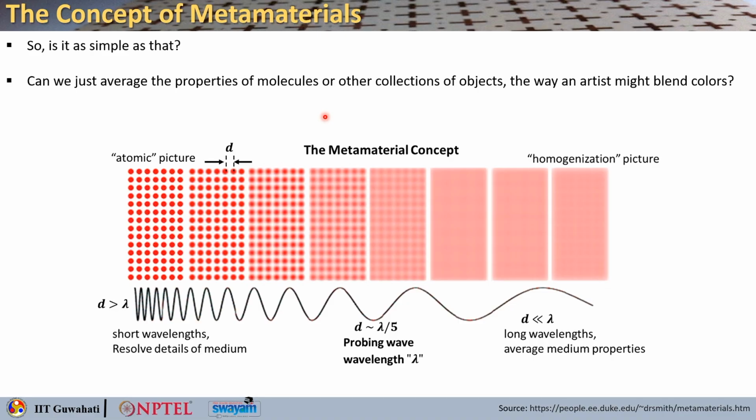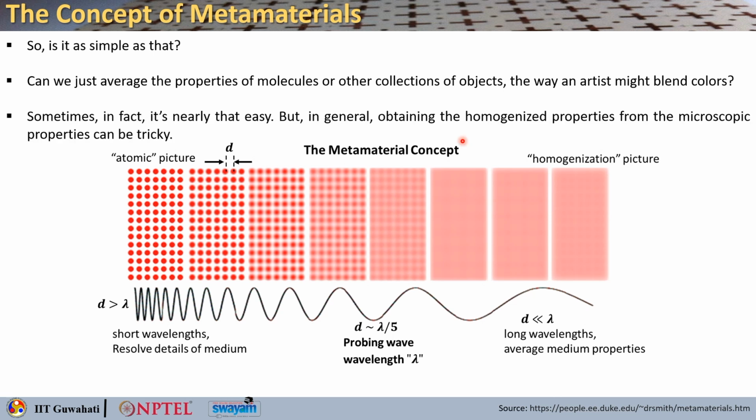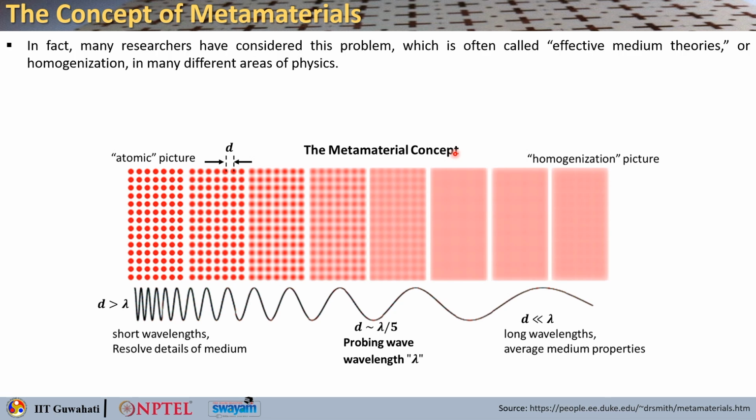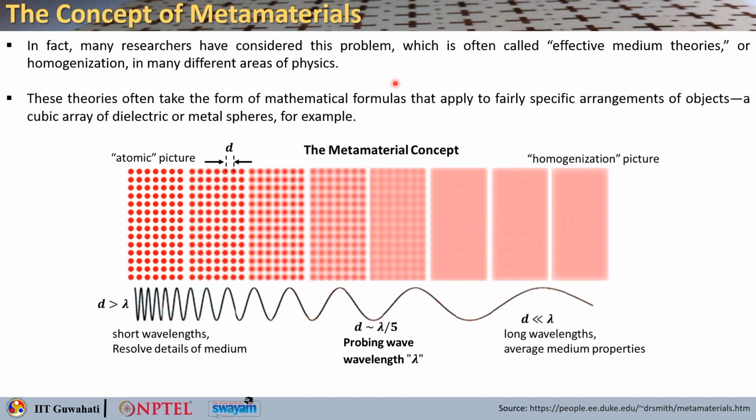So, the question is, can you just average the property of the molecules or some collection of objects the way an artist can simply blend colors? You might be wondering that sometimes things become very easy. However, in general, obtaining a homogeneous property from microscopic properties could be a little tricky as well. In such cases, many researchers have considered this problem, which is also known as effective medium theory or homogenization, and that is discussed in different areas of physics.